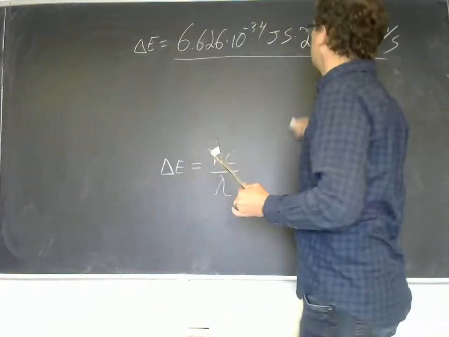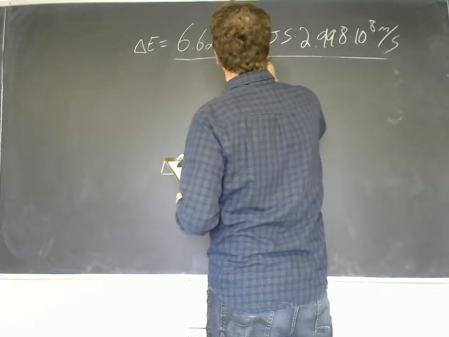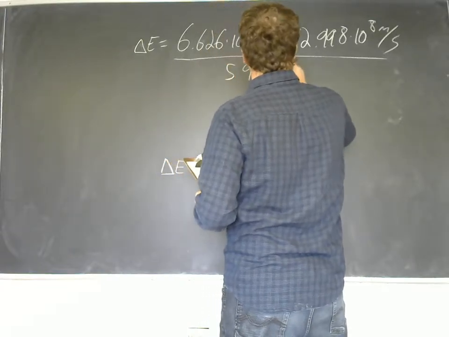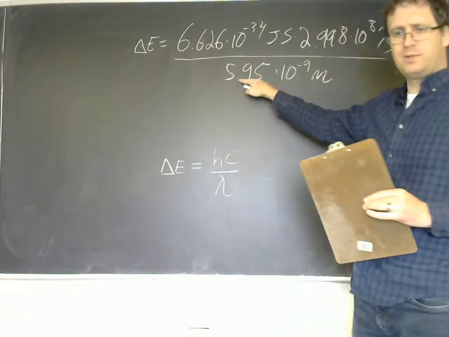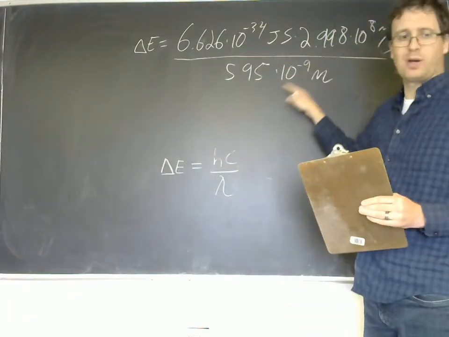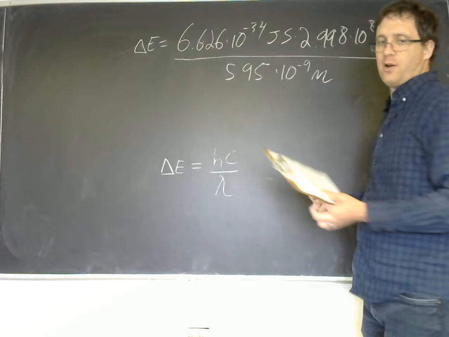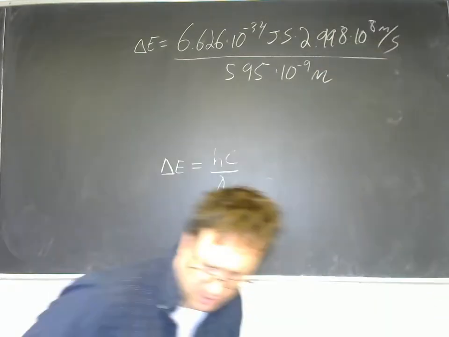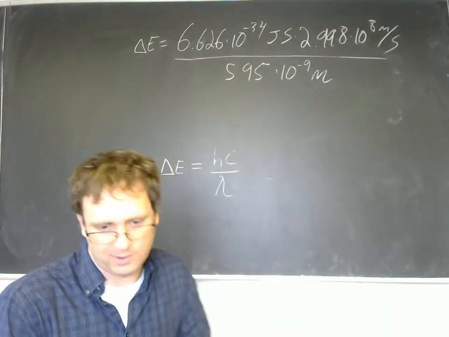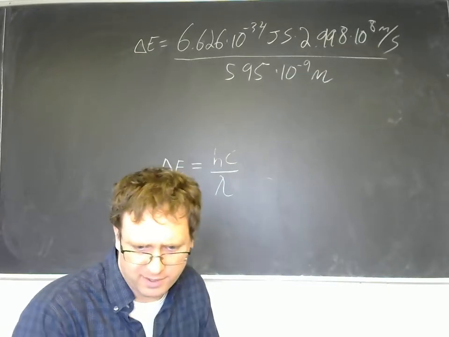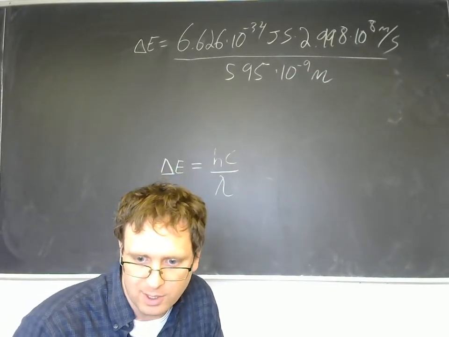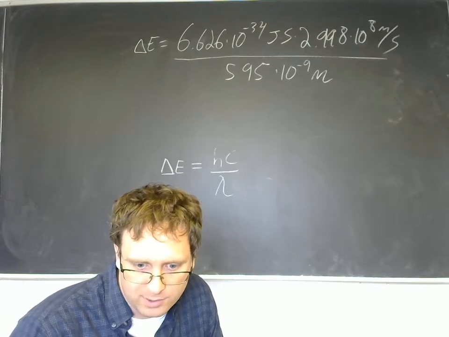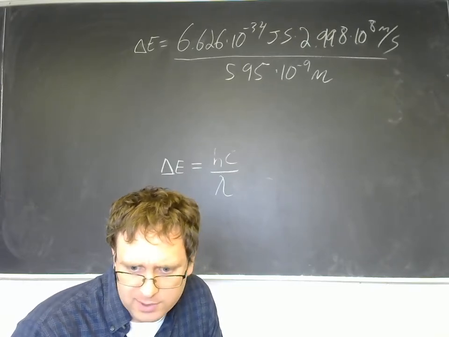So that's going to be 595 times 10 to the negative 9th meters. No decimal there. This is just my really quick way of knowing how to punch the numbers into my calculator. And I didn't plan on doing this problem, so I don't actually have my calculator in here, but I'll show you my computer calculator once it gets booted up.